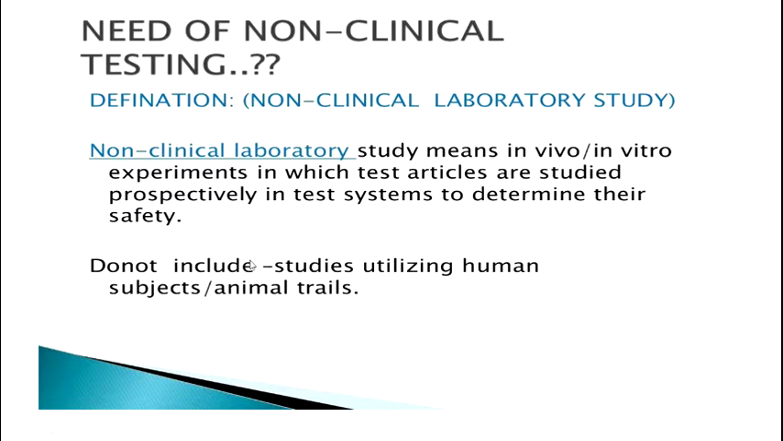This doesn't include utilizing human subjects or animal trials. The animal trials don't come under it, but how these animals are taken care of will come under the non-clinical testing. Test articles means the equipment used for doing these experiments, and they have to be tested routinely to determine their safety. They have to be calibrated and maintained. These things are the non-clinical laboratory part, which is under the GLP regulations.